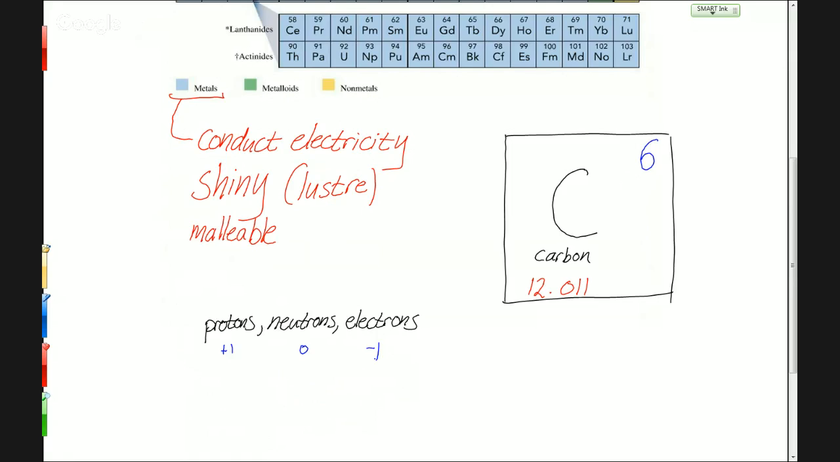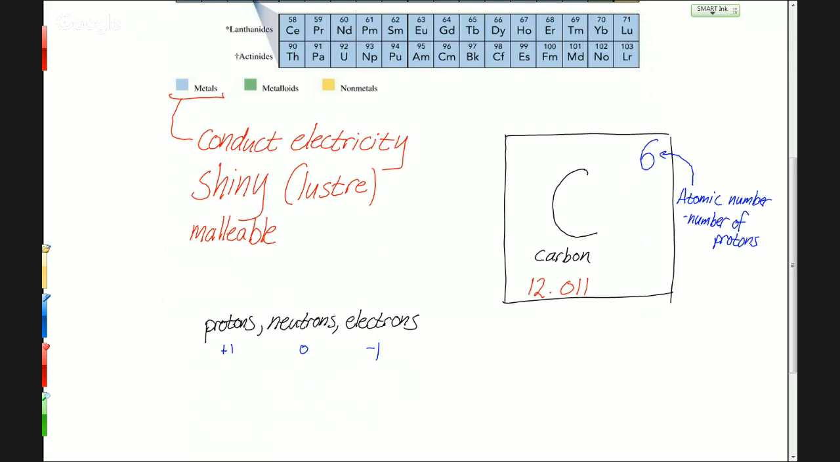The number in the upper right-hand corner here is known as the atomic number, and it tells you the number of protons in that atom. The protons are in the nucleus, in the middle of the atom. So this tells us that carbon has 6 protons.